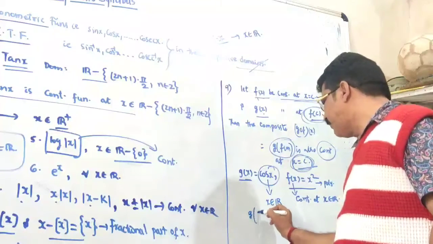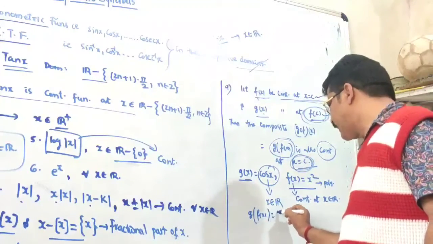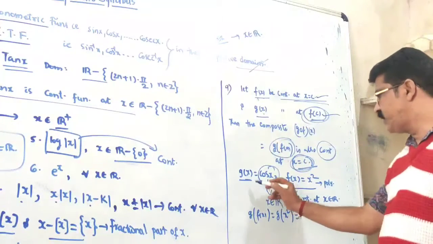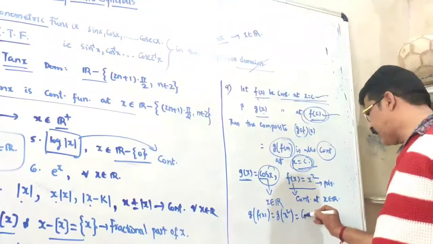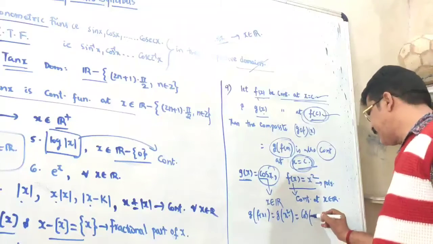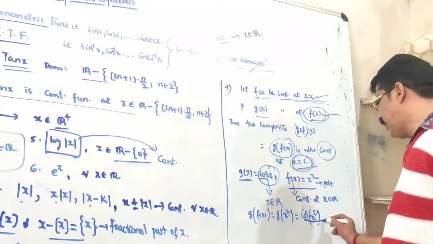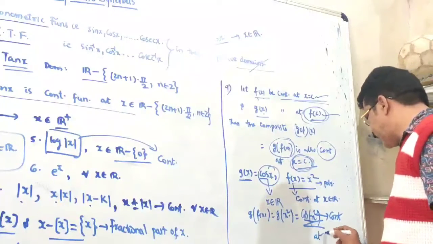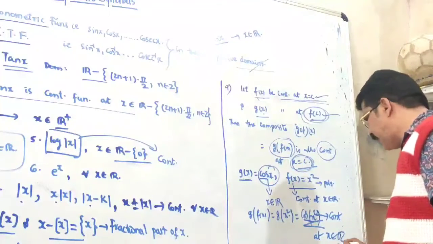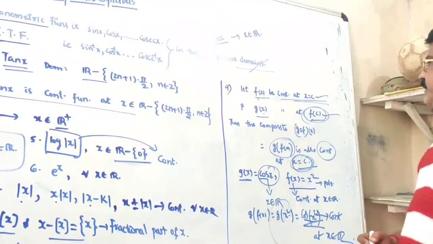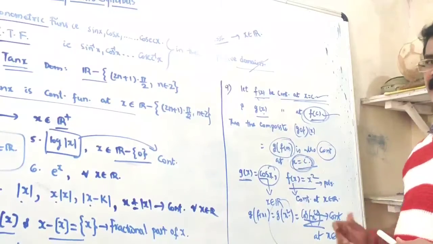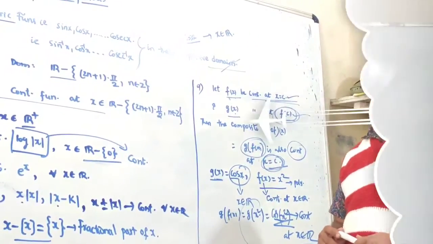Thus g of f of x means what? g of f of x means g of x square, so cos of, instead of x we are writing x square. So therefore cos of x square is also continuous at x belongs to capital R. So this is the continuity of a composite function g circle f of x at the given point x equal to c.